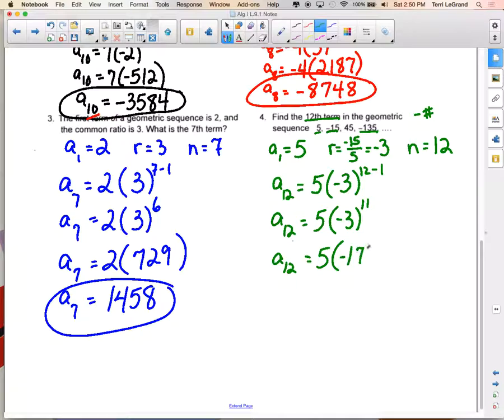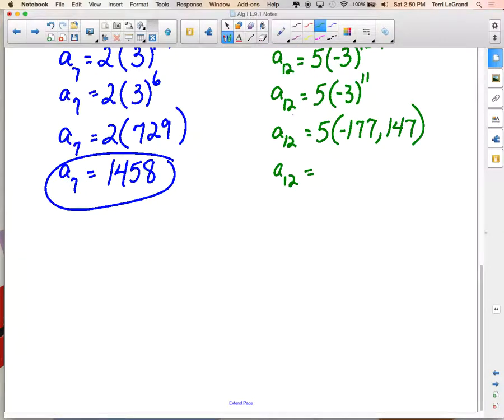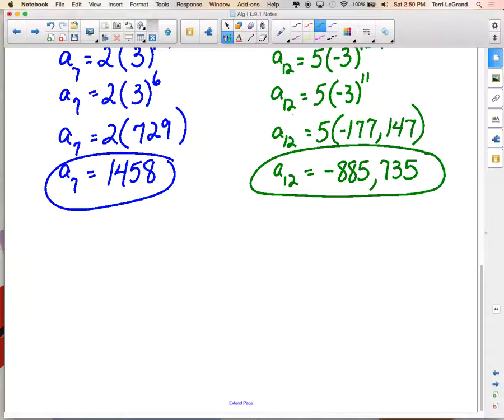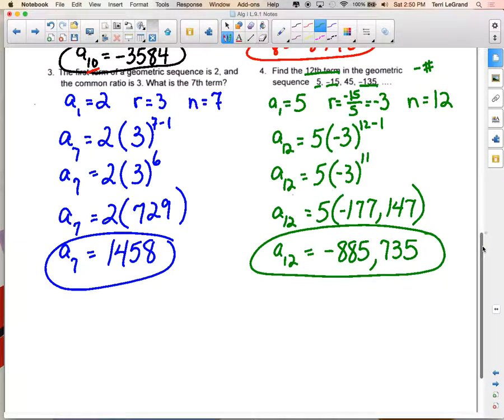Negative 177,147. I hope that's what your calculators say. And now we will take that times a positive 5, and we will end up with a negative 885,735. And remember our prediction in the beginning? Should be a negative number, and it is.